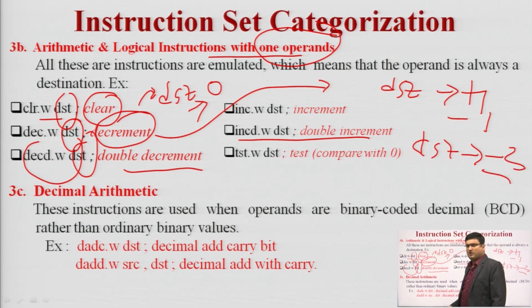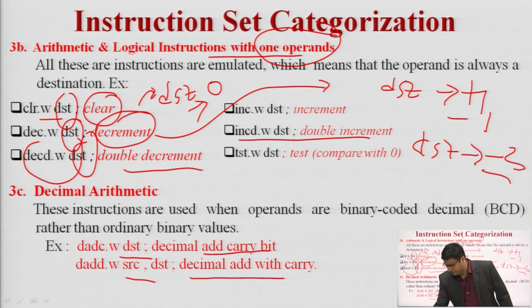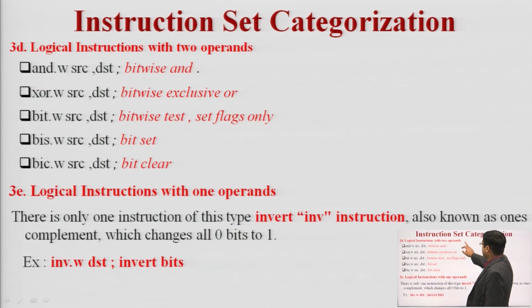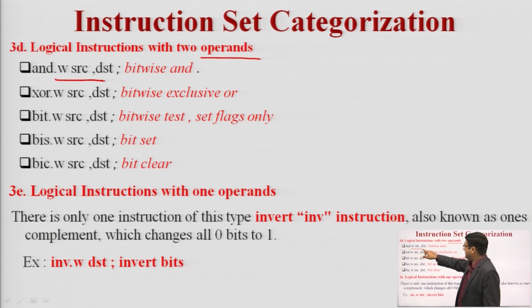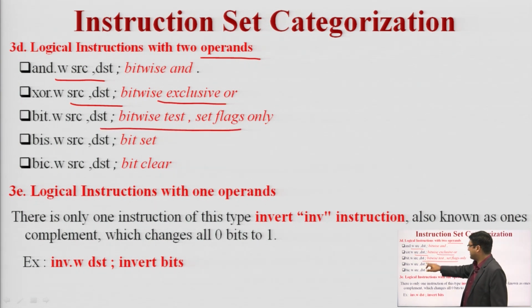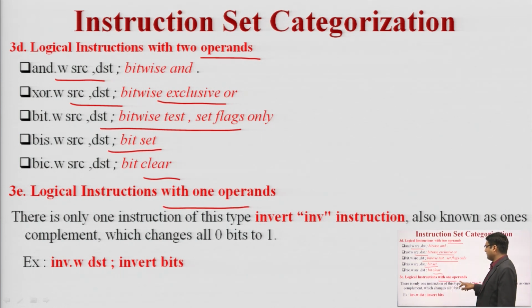Decimal arithmetic is also available. There are two decimal arithmetic instructions, DADC.W and DADD.W. DADC means decimal add carry bit, and DADD means decimal add with carry. Another category is the logical instructions. Logical means carrying out logical operations, such as XOR, BIT, BIS, etc. They have two operands, .W source, destination. XOR.W is bitwise exclusive OR, BIT is bitwise test for testing the conditions, and there are bit set and bit clear. In a similar fashion, logical instructions with one operand are available.